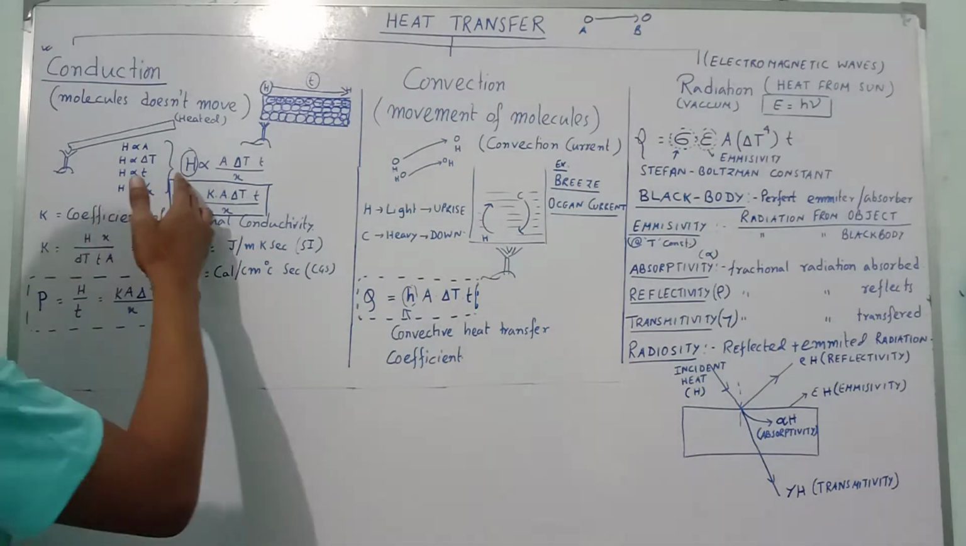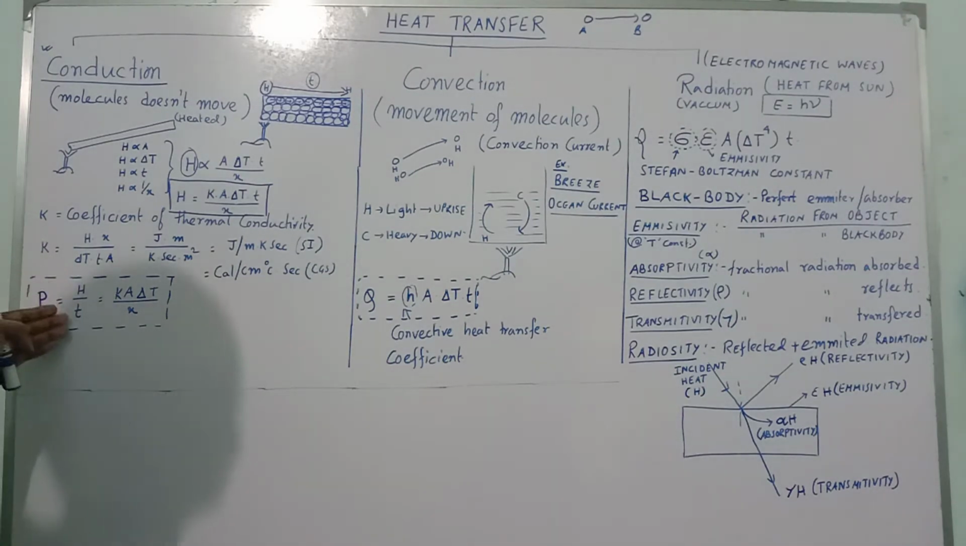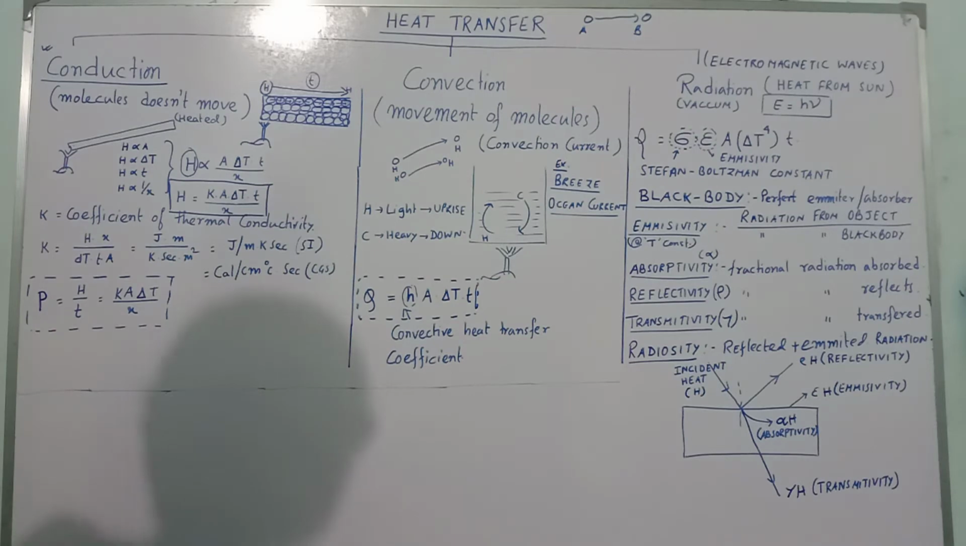So this is the amount of heat conducted from one end to another end. We know heat is a kind of energy, so power will be energy by time, H by t. So power will be K A delta T by x.